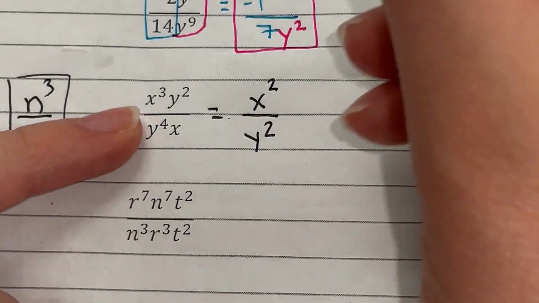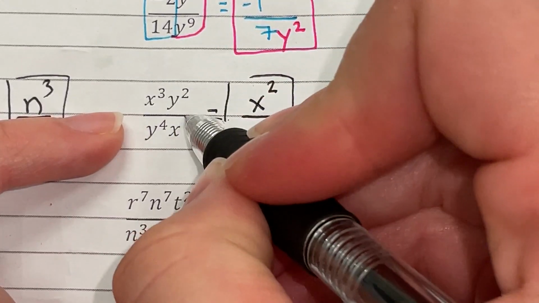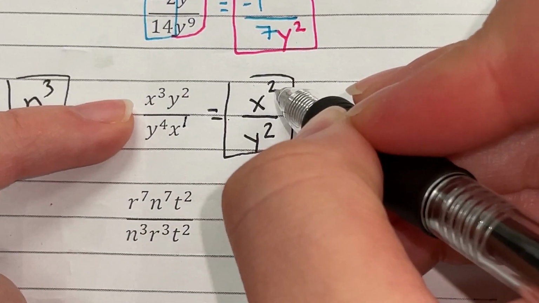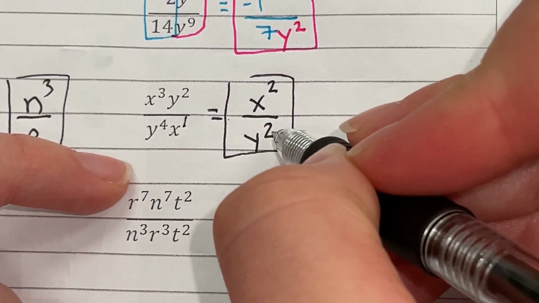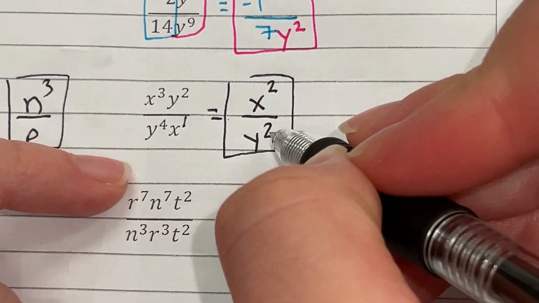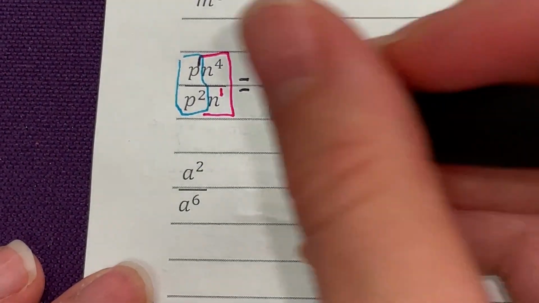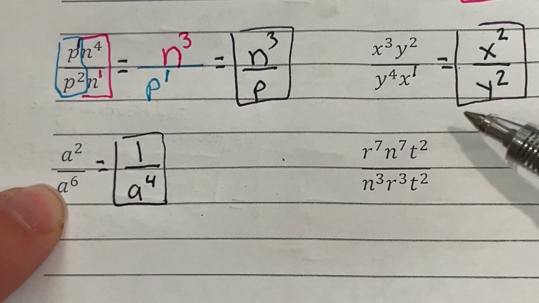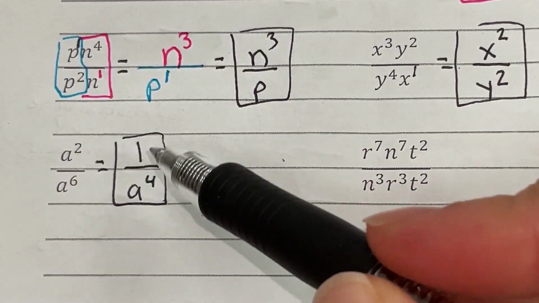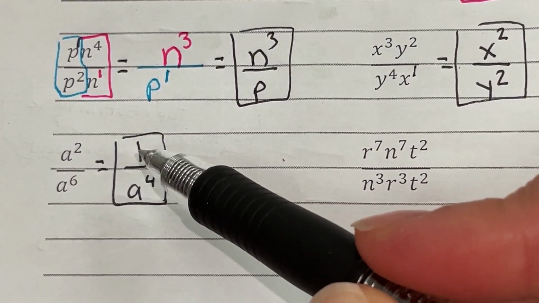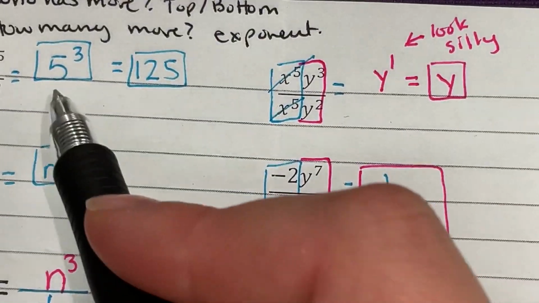All right, in this one we have x to the 3rd and x. There's only one x down here, so x on top has more by 2. We have y squared and y to the 4th. Y on the bottom has more y's, and it's got 2 more y's. This one, the a on the bottom has more, and it has 4 more. And if there's nothing on top, you still got to put a 1 there. You can't just leave it blank, okay? You only do that if there's nothing left on the bottom like these first two.